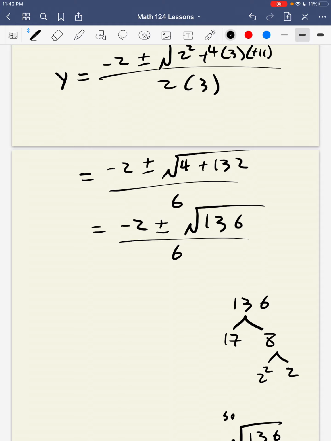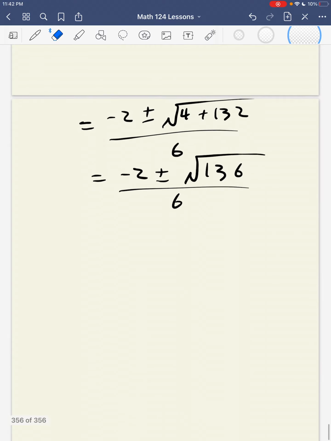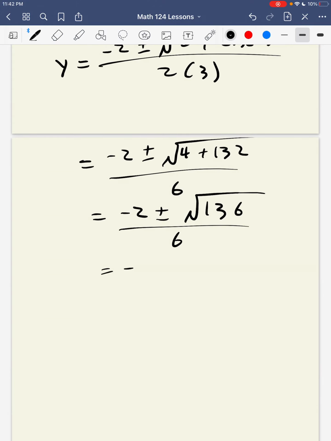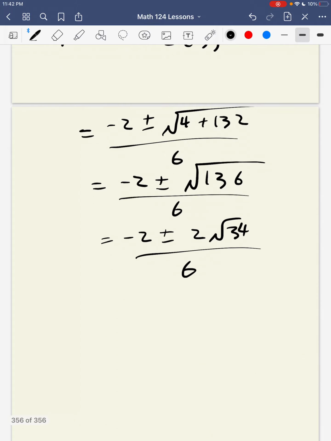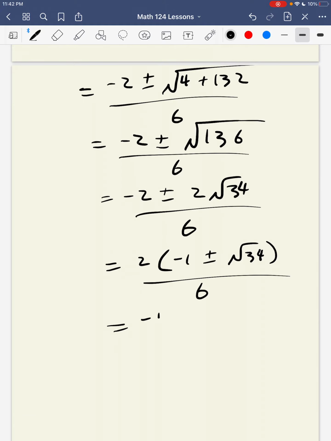Anyways, back to the original problem. What we just figured out is we could simplify this square root as 2 square root 34 if we would like. Okay, so now this would simplify, right? We could pull the 2 out, we get -1 plus or minus root 34 over 6. So 2 over 6 is 1/3. So this simplifies to -1 plus or minus square root 34 over 3.